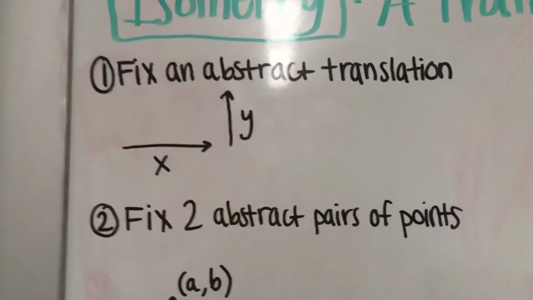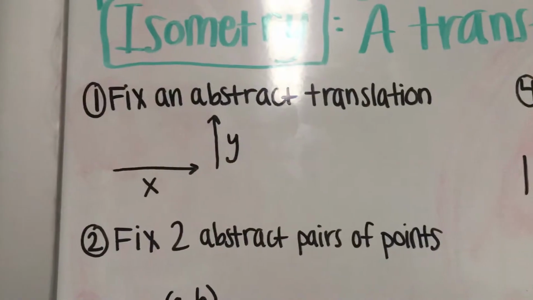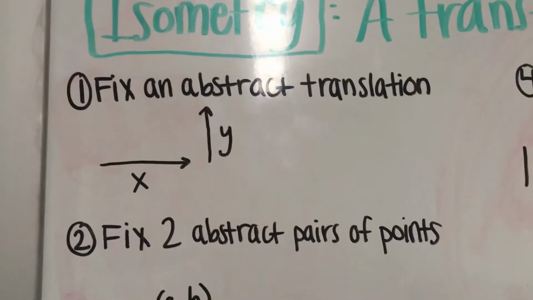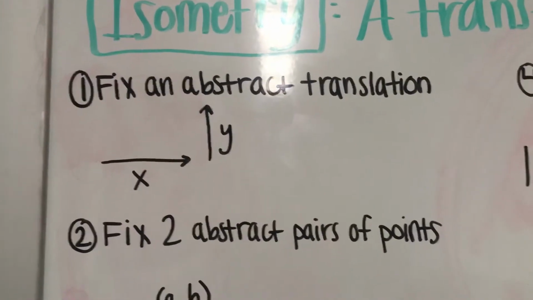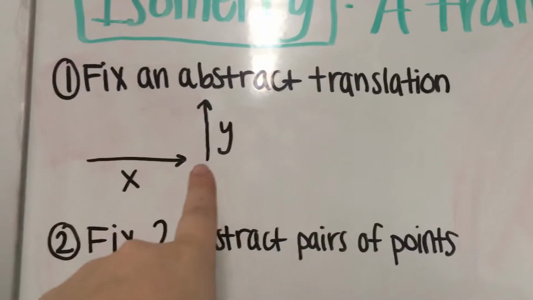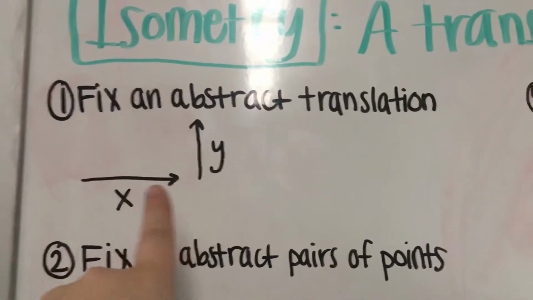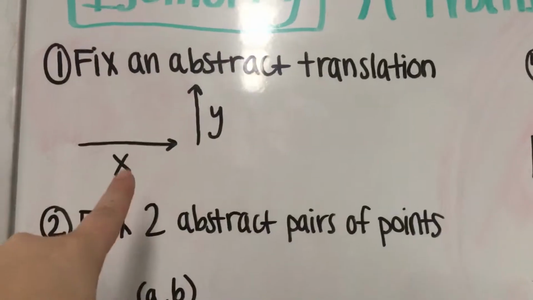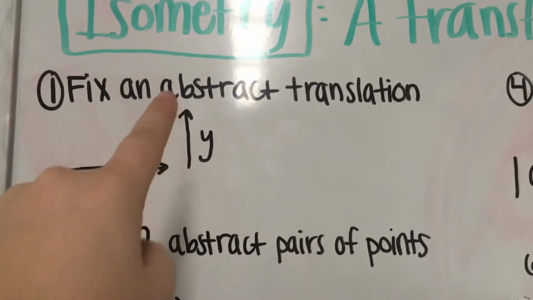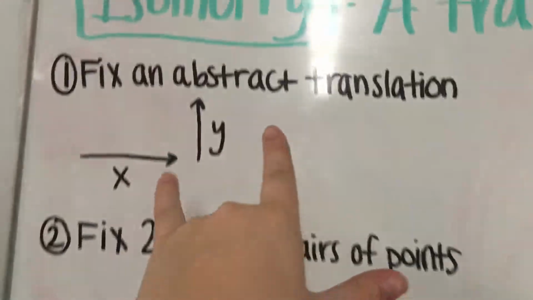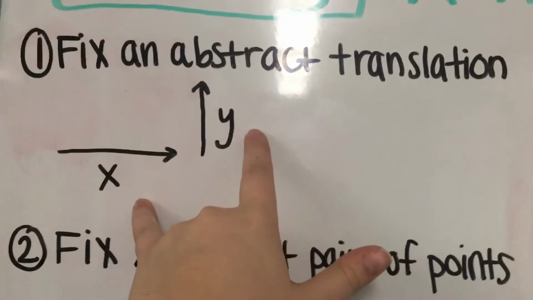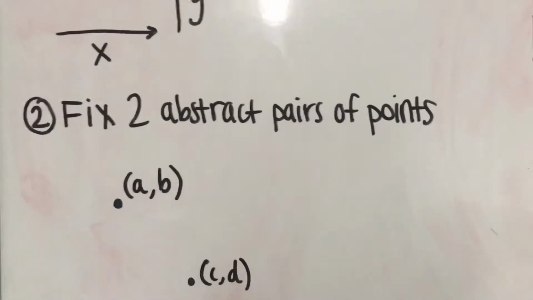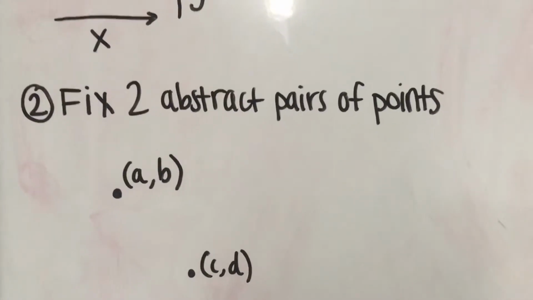First, since there are an infinite number of numbers, we must start with an abstract translation. Our distance is going to be represented with X, and our direction is going to be represented with Y. These two variables can be replaced with any number. Then step 2 is to fix 2 abstract pairs of points.